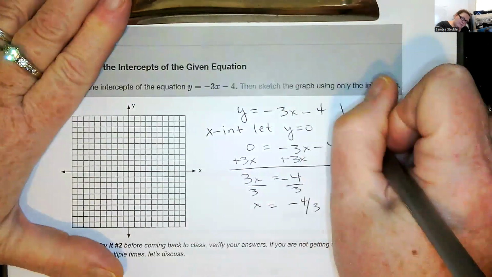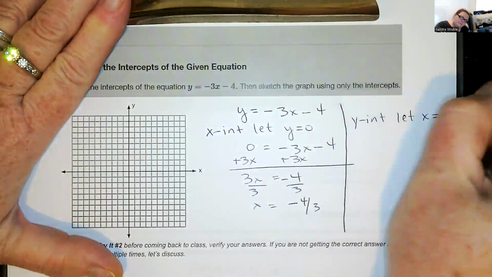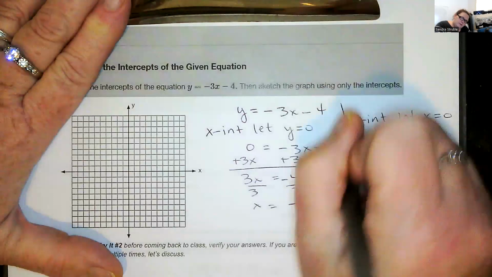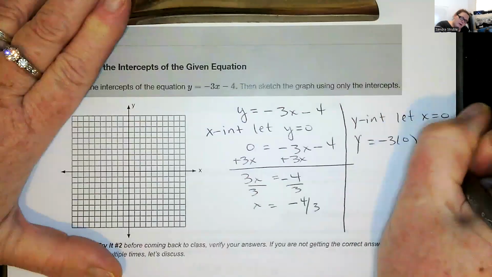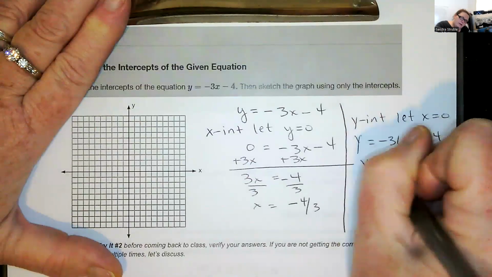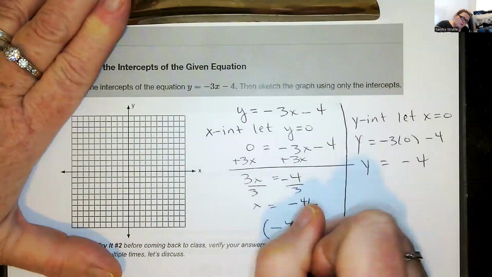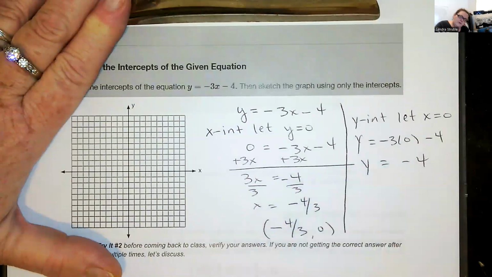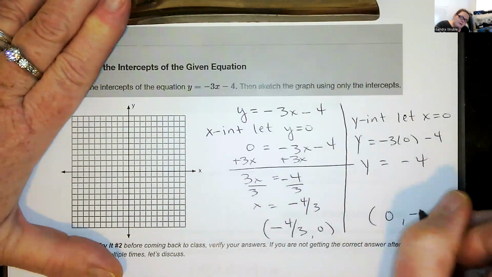For the y-intercept, we let x equal 0. Okay, so y equals negative 3 times 0 minus 4. So y equals negative 4. In this case, it's negative 4 thirds, 0 is the point we're going to plot. And in the y-intercept's case, it's 0, negative 4.